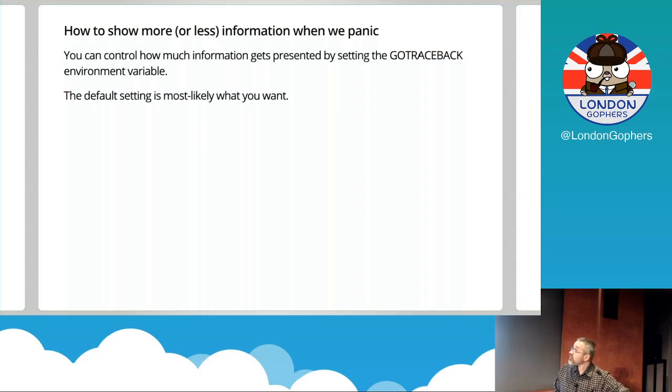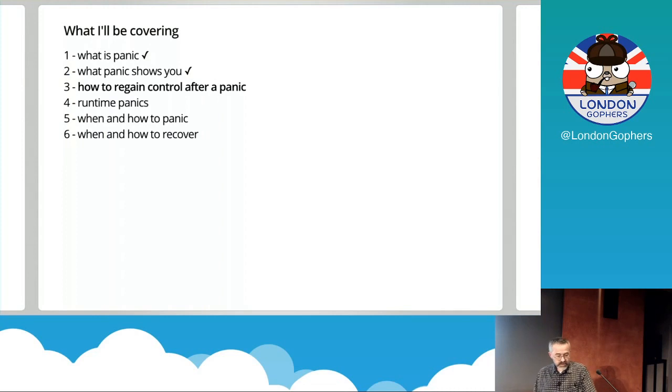So, if you want to control the information that you get when you panic, you can set the GOTRACEBACK environment variable. The default value is probably fine for most purposes, but if you're having problems understanding why your program is panicking and you want to understand a bit more detail of what's going on in the program, you can set it to other values. I'm not going to talk about it more now, but that's something you can be aware of. So we talked now about what panic is and what you see when you panic. So let's talk about how you get control back after a panic.